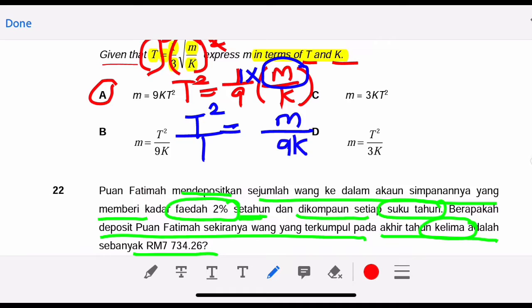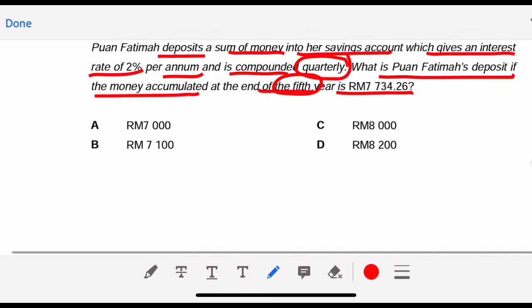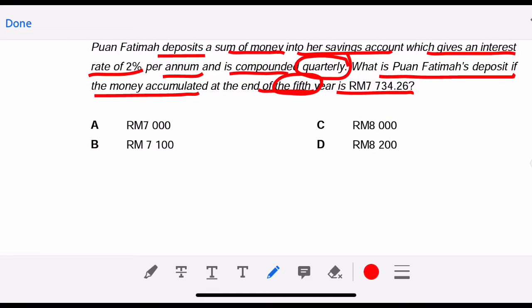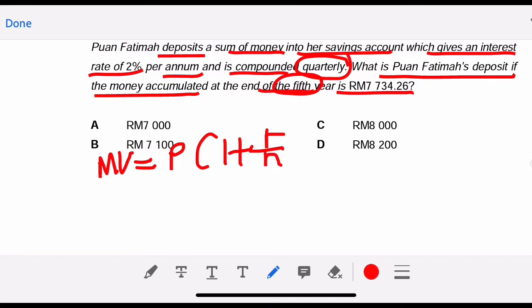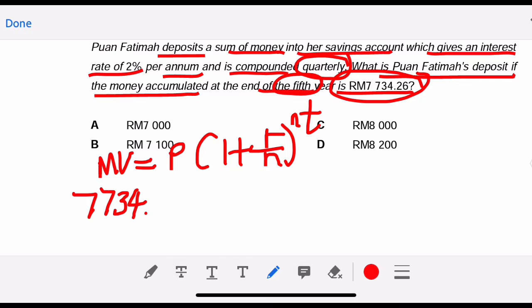maturity value. So meaning that you write down your formula, MV is equal to P(1 plus R over N) to the power of NT. The maturity value given is 7734.26, equal to... the question is asking for the money deposited. What is Puan Fatima's deposit? That is the principal that we want to find.